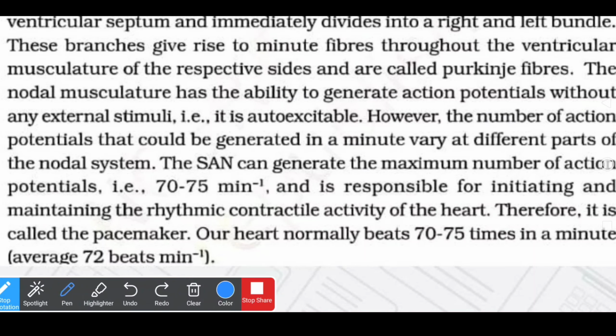Whereas the number of action potentials that could be generated in a minute varies at different parts of the nodal system, so ultimately SA, AV or the bundle of His. The SA node can generate the maximum number of action potentials, that is 70 to 75 action potentials per minute. And if 70 to 75 action potentials are generated per minute by the SA node, the normal heartbeat will range from 70 to 75 beats per minute, or on an average, 72 beats per minute.